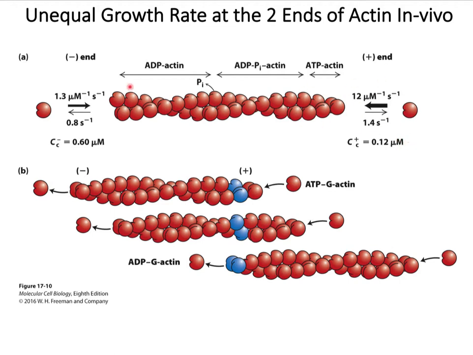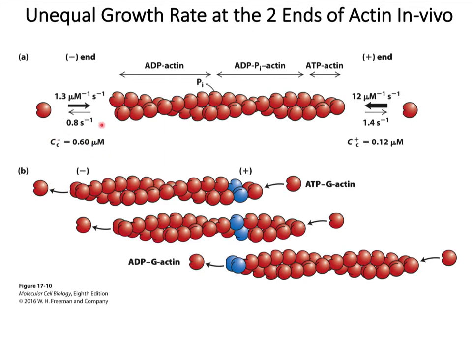But what happens at the minus end? As the rate of addition is much slower and the rate of dissociation is closer to the rate of addition, right here, 0.8 to 1.3, the critical concentration, Cc minus, is 0.8 over 1.3, which is approximately 0.6 micromolar. So what does that mean?